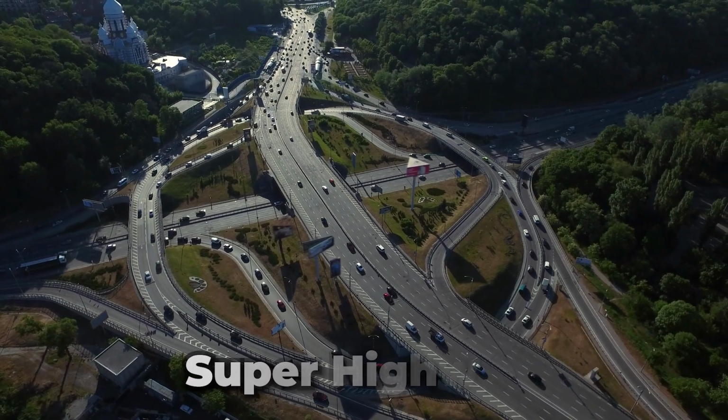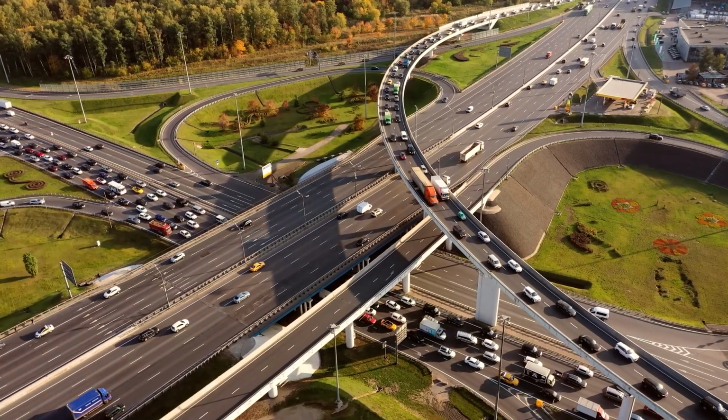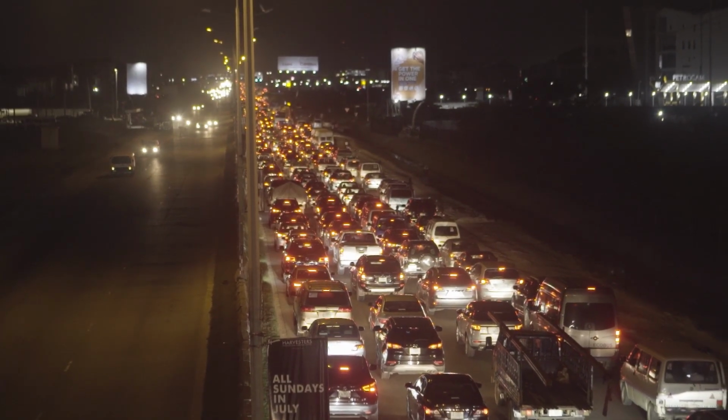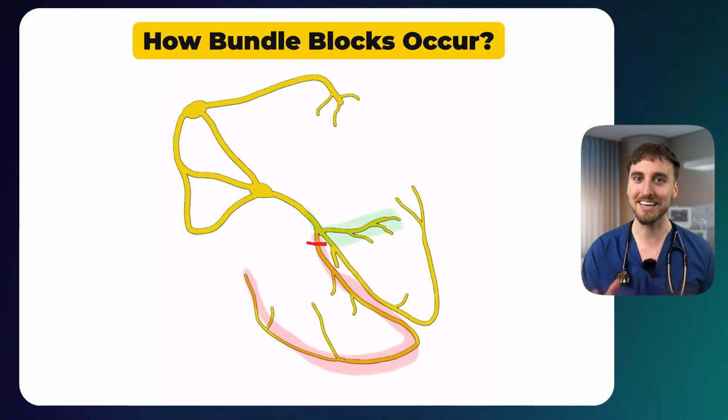To remember this, I want you to think of the superhighway. Imagine these wires are quick paths for the electrical conduction to get down to the ventricles. However, a bundle branch block is like closing one of those lanes. But luckily for us though, myocytes are pretty good at conducting electricity.